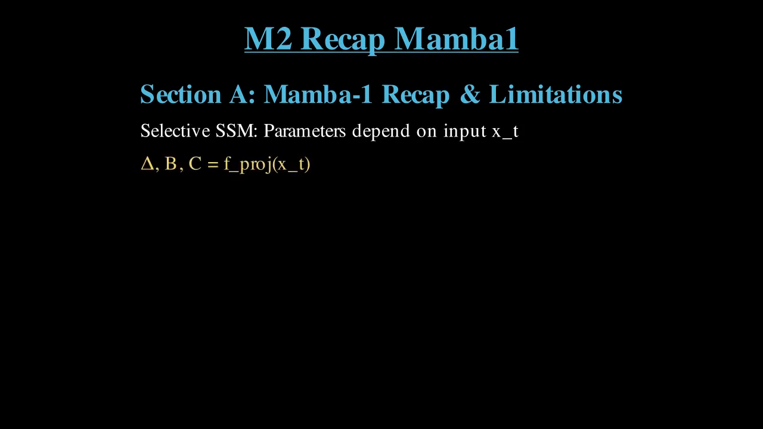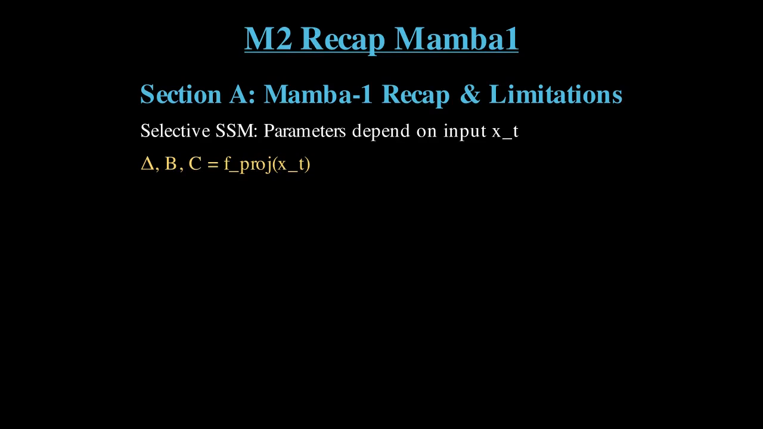But first, a quick recap of Mamba-1 to set the stage. Mamba-1 introduced the concept of a selective state space model. Unlike traditional SSMs where the A, B, and C matrices are fixed, Mamba-1 made them dynamic. Specifically, the step size delta, the B matrix, and the C matrix all depend on the input token. This selection mechanism is what gives Mamba its power.